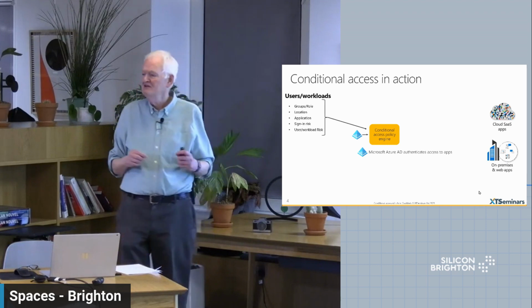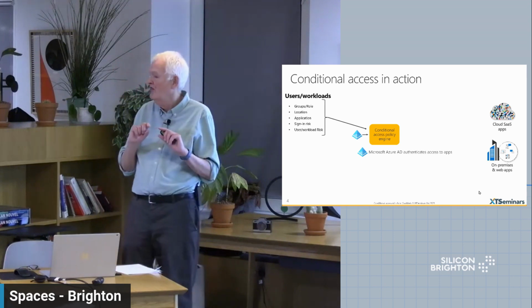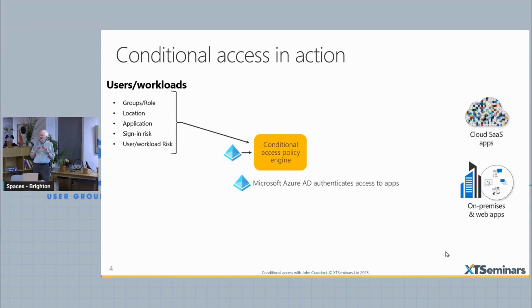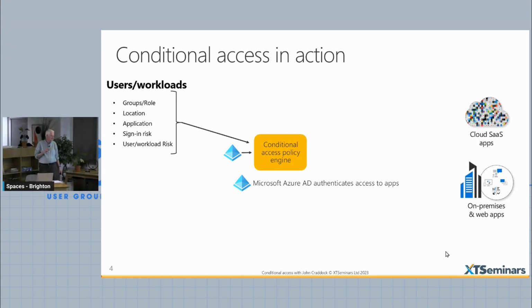So what are we? Are we a user? Are we a workload identity, which basically means we're authenticating using the identity of an application? It's like a batch process, if you like, but using application identity rather than user identity. The next thing is, where are we located? What are we trying to gain access to? What is the sign-in risk that we're prepared to accept? User and workload risk can be evaluated as well. So that is what we're using.